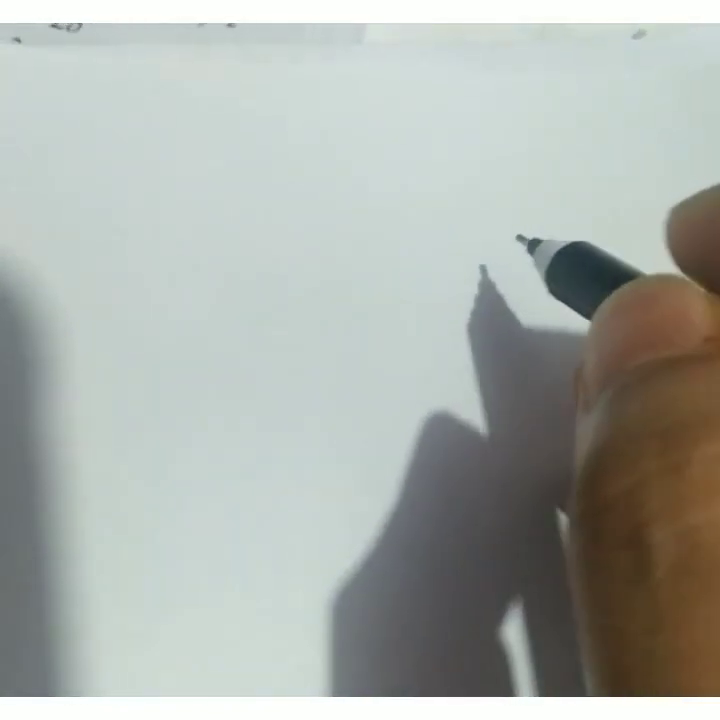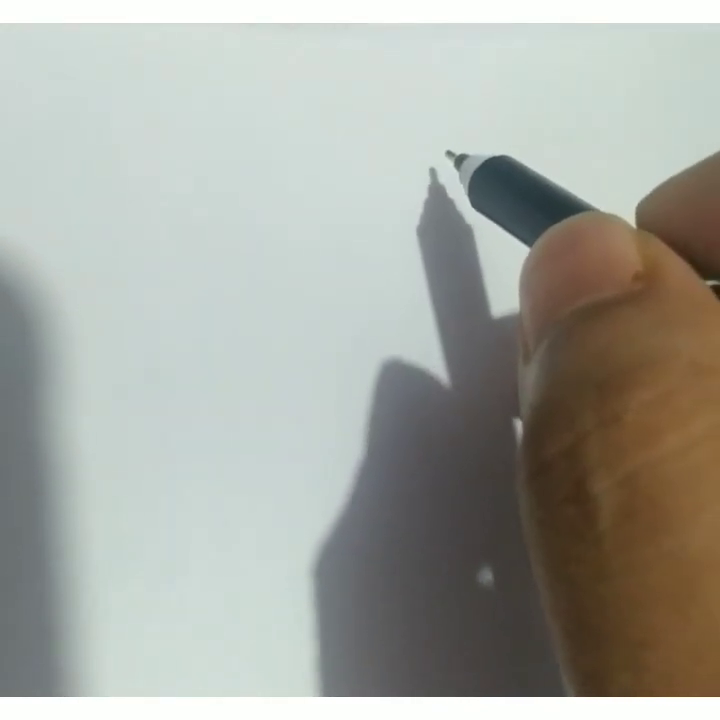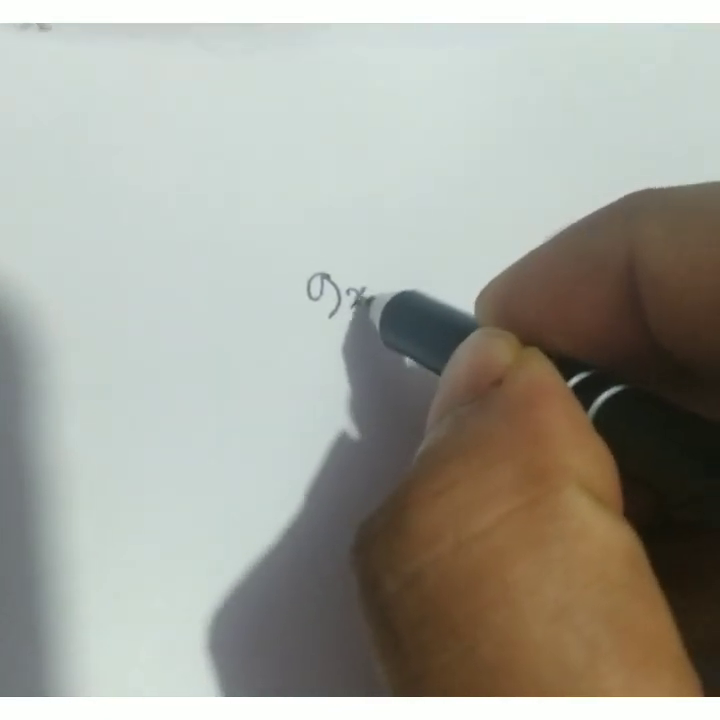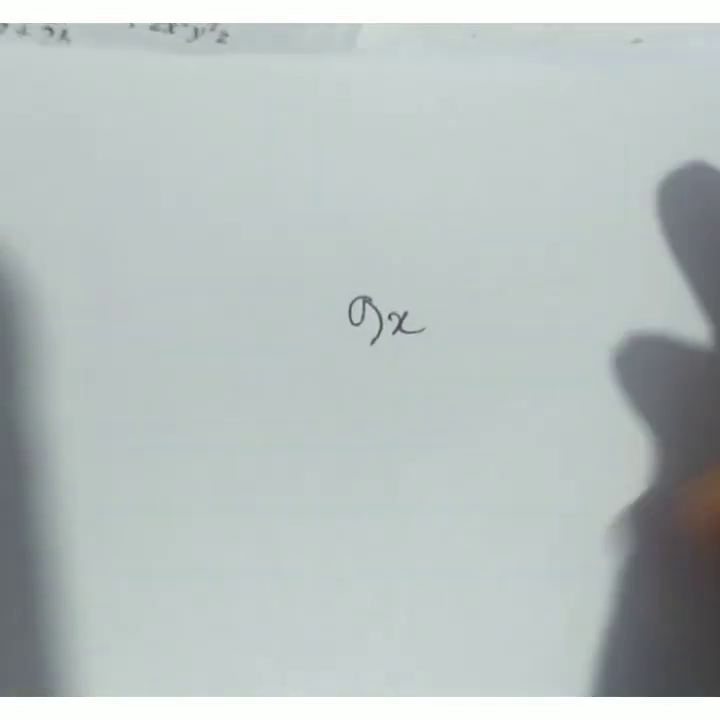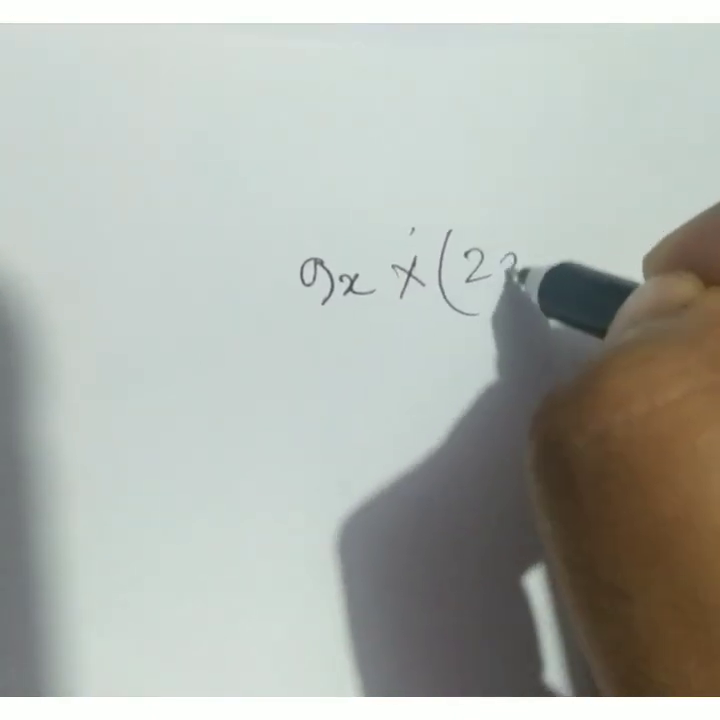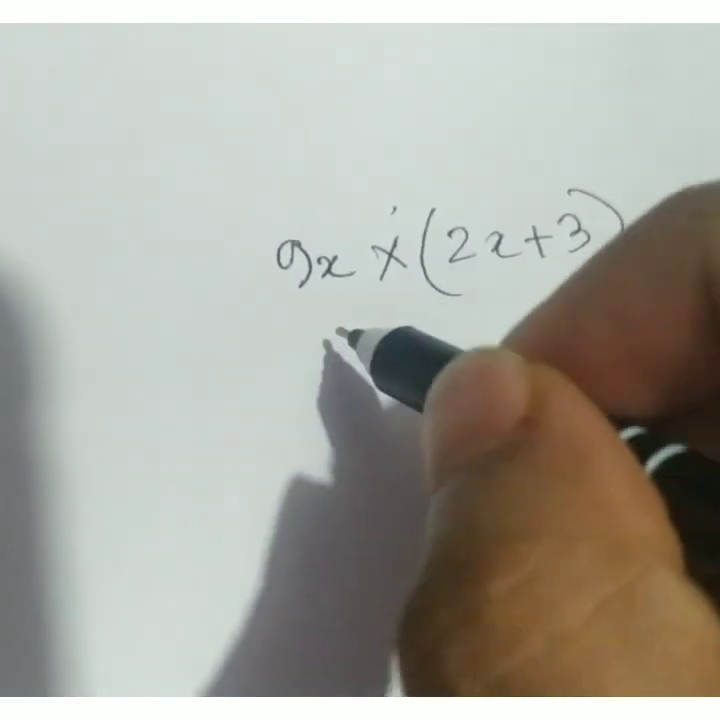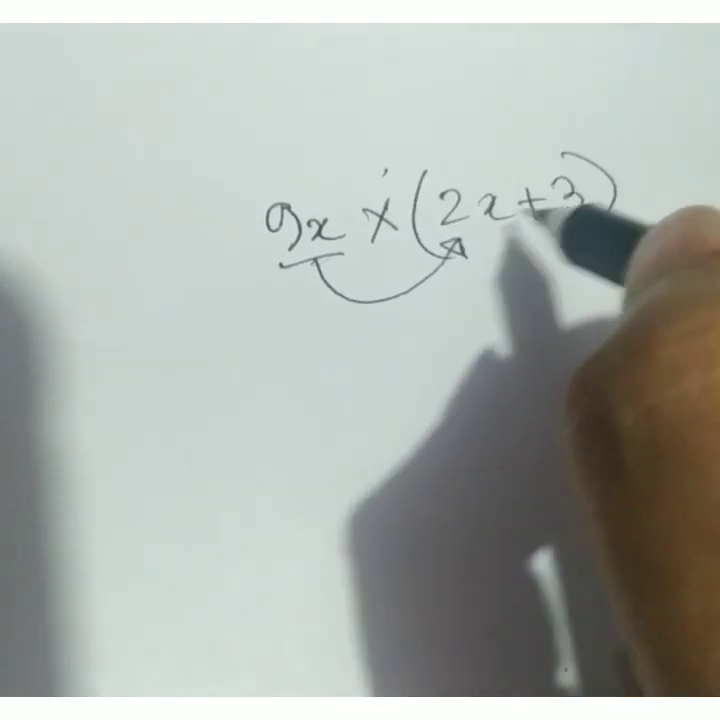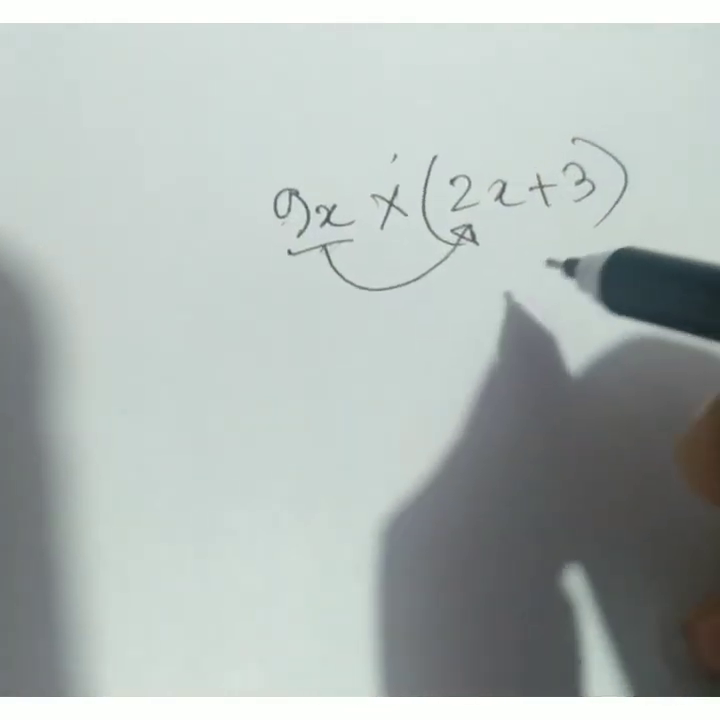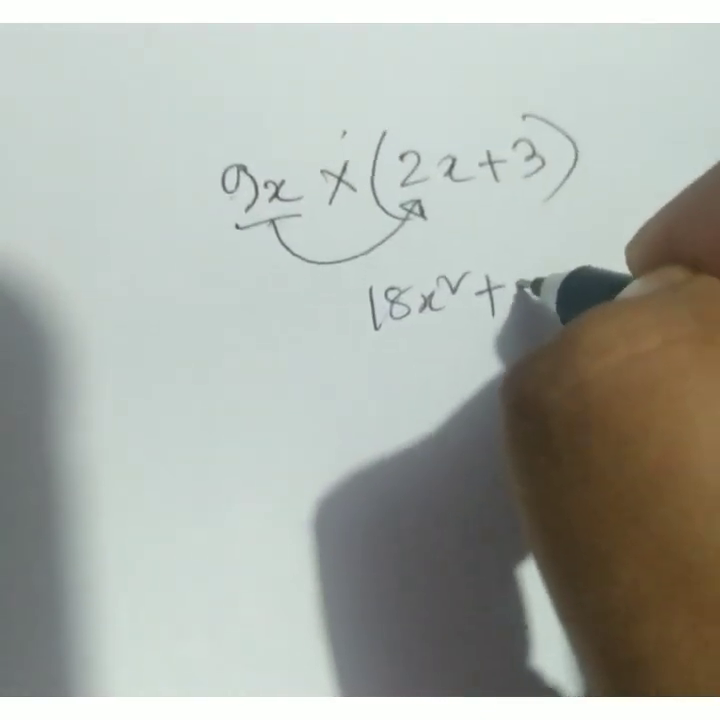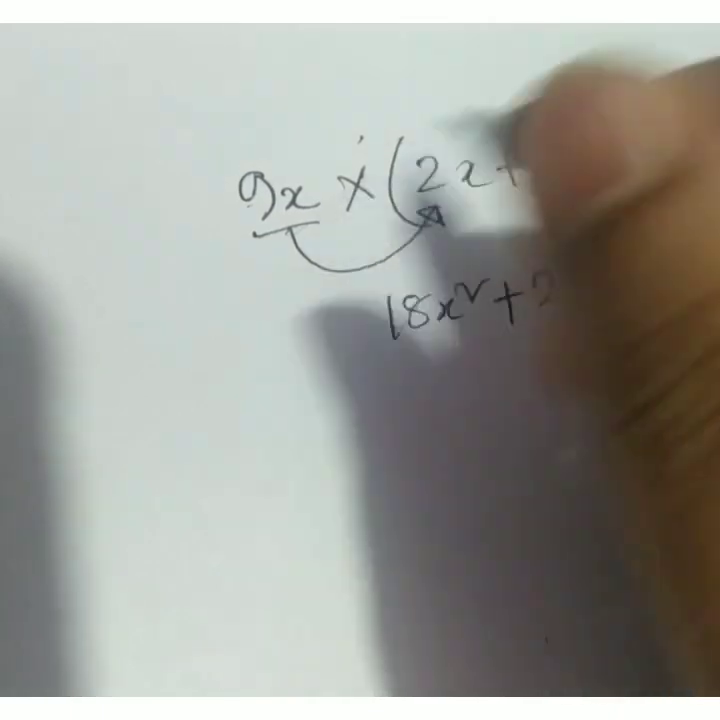Suppose whenever we are multiplying a polynomial by a polynomial, we always need to understand that if I am multiplying, for example, this monomial 9x with a polynomial 2x plus 3, I first need to multiply 9x into 2x, then plus 9x into 3. That is 18x square plus 27x. This you already know how to multiply.